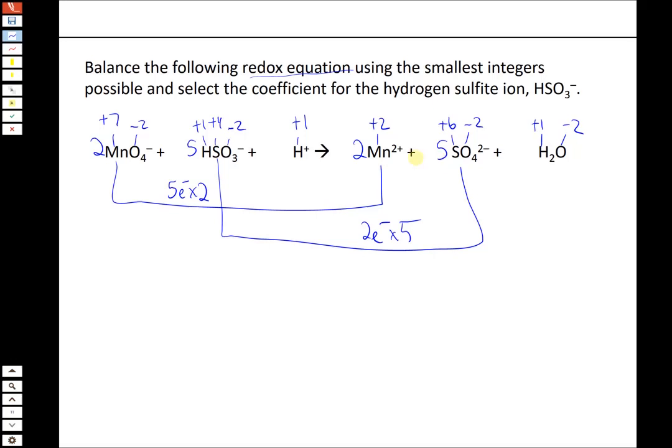And here we're just looking for the coefficient for hydrogen sulfite. So we can stop there because we're not going to adjust this one anymore now that we've balanced the electrons. That's going to be 5. So that's going to be our answer.